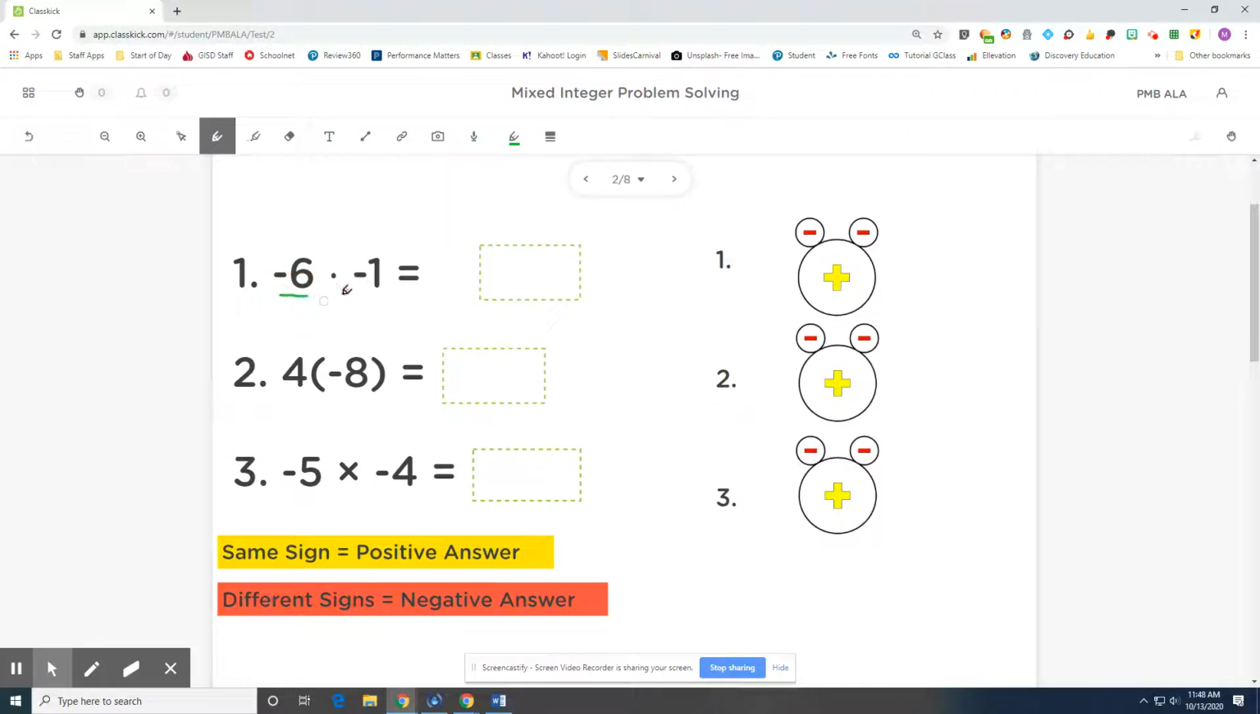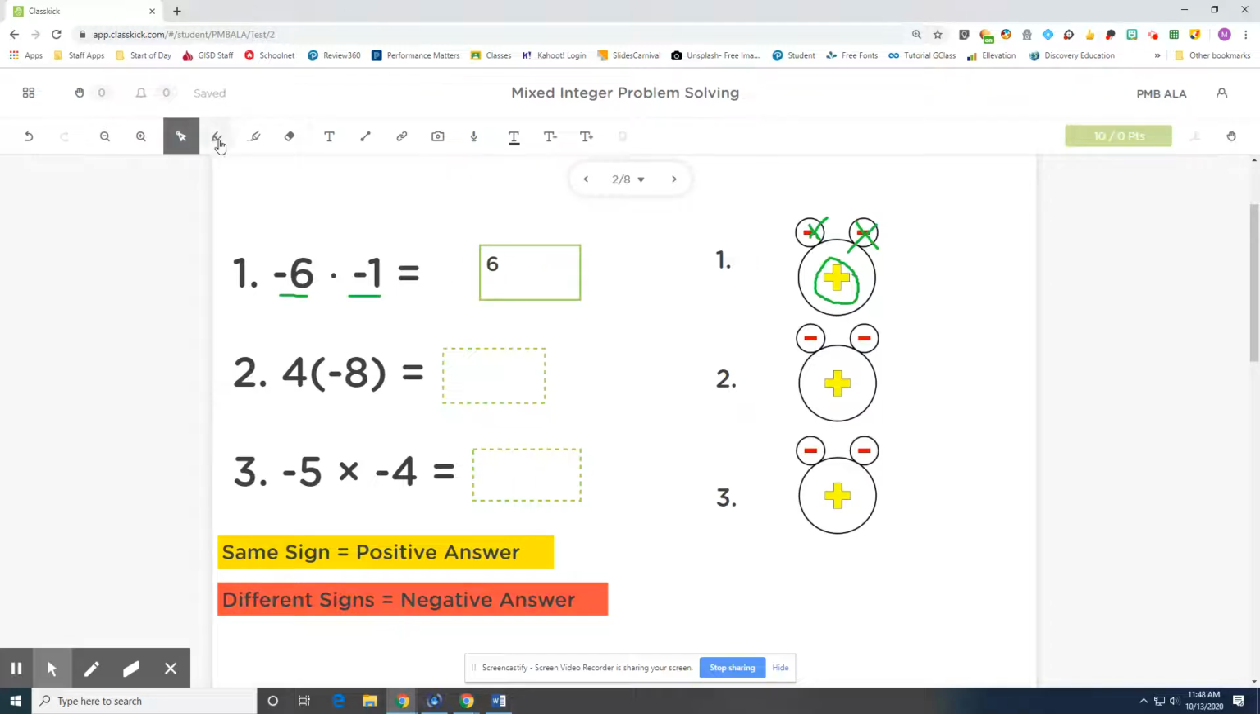So I have -6 and -1. That means on my MD circle for number 1, I need to mark out 2 negatives because I have 2 negative numbers. And that means that I'm left with my positive. So that means my answer has to be positive. We know 6 times 1 is 6, and so the answer is +6.